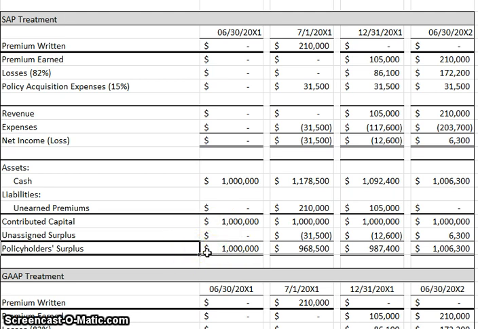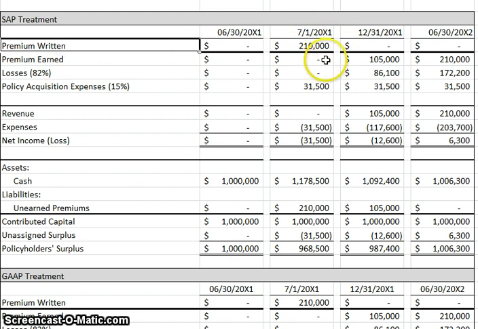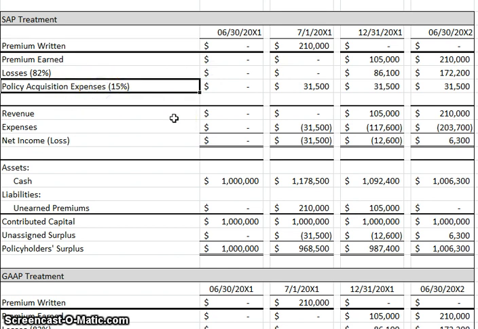The next day, the insurer wrote a policy for $210,000, paid in full. Underwriting expenses, including the agent's commission and premium taxes, are 15% of premium, or $31,500, and are immediately paid out. Expected losses are 82% of premium, or $172,200, assuming that the loss experience turns out as expected.